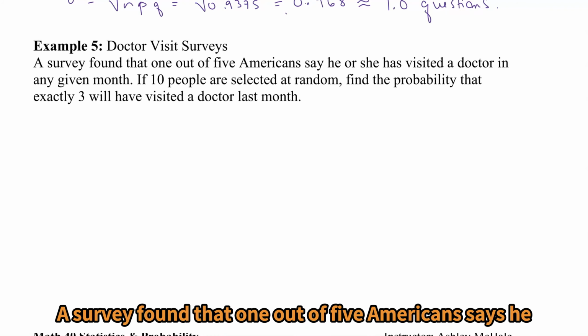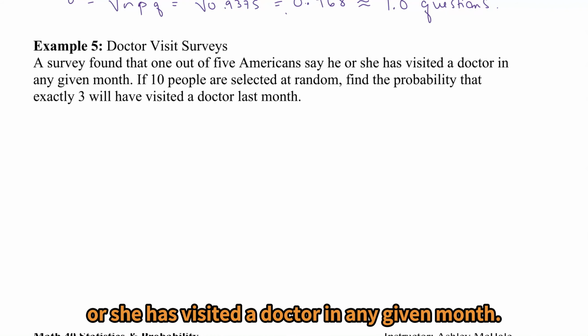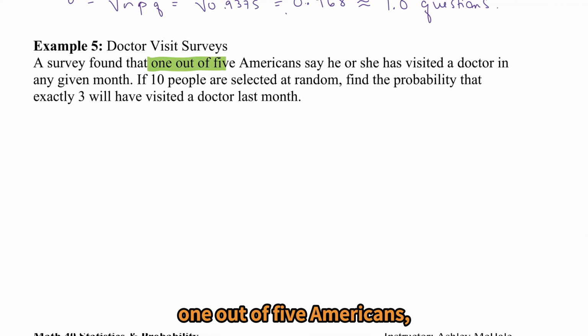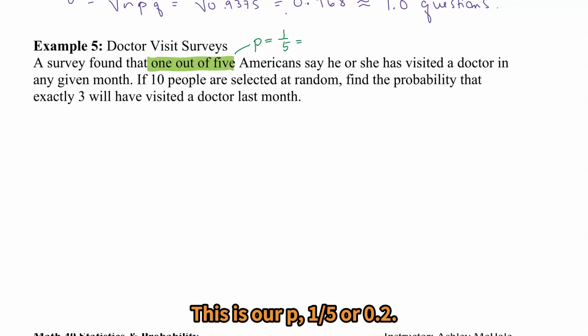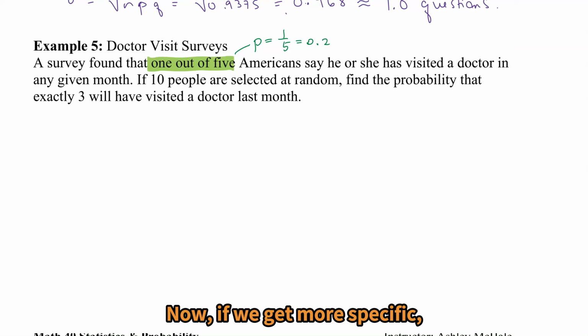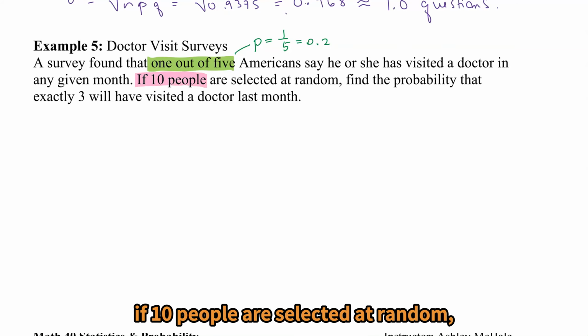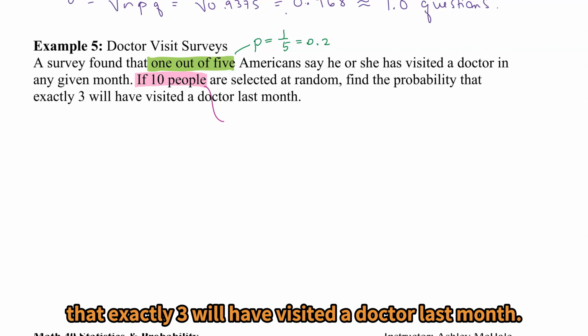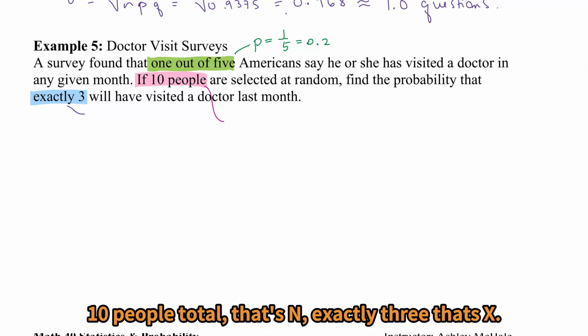A survey found that 1 out of 5 Americans says he or she has visited a doctor in any given month. This first sentence is an empirical probability. 1 out of 5 Americans, this is our p, 1/5 or 0.2. Now, if we get more specific, if 10 people are selected at random, find the probability that exactly 3 will have visited a doctor last month. 10 people total, that's n.